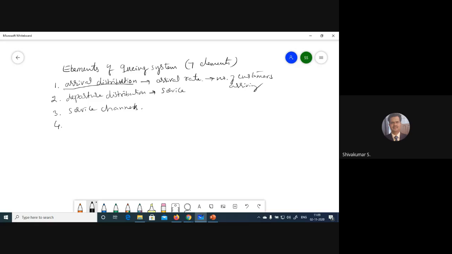And the fourth one, service discipline. What order are they going to follow? It is priority, the order of service. Whether they're going to serve based upon some priority, or sometimes randomly. It also matters sometimes.